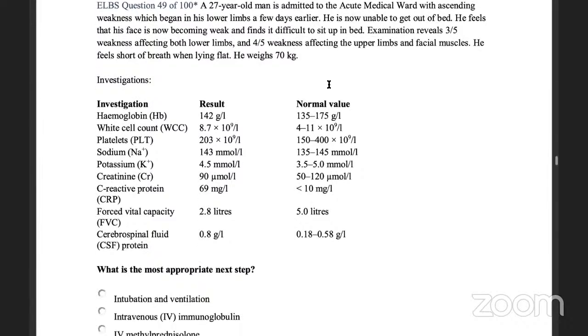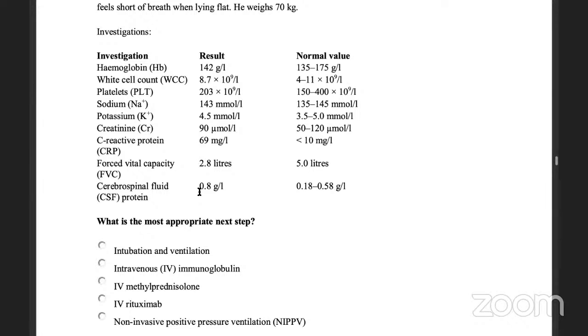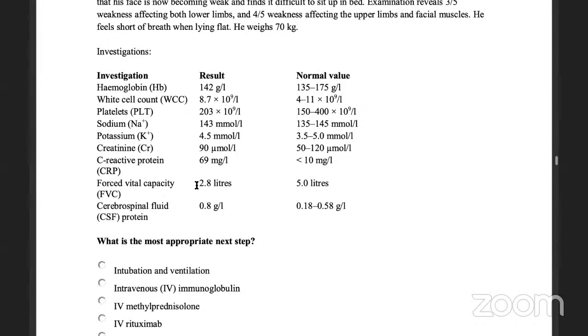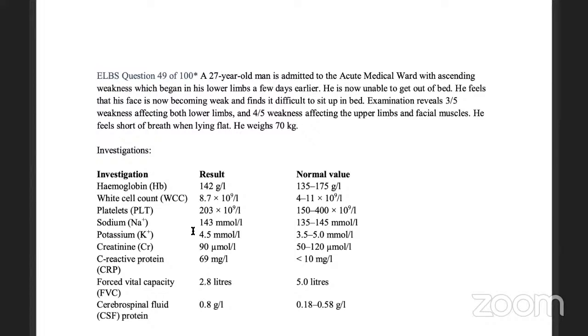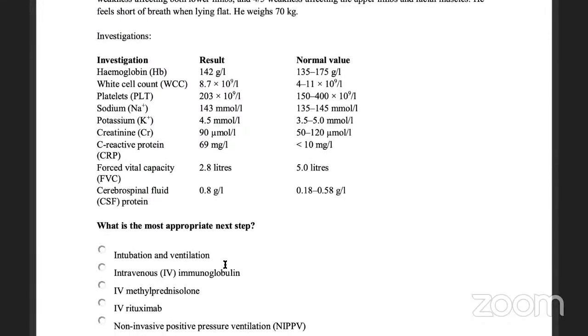What is the most appropriate next step? CSF protein is 0.8, high, and FVC is 2.8 liters. CRP is 69, but there is no cellular component. Okay, a 27-year-old man is admitted to the acute medical ward with ascending weakness, ascending GBS, which began in the lower limbs a few days earlier. He is now unable to get out of bed, and he feels that his face is becoming weaker and finds it difficult to sit up in bed. There is 3 out of 5 weakness in both lower limbs, and 4 out of 5 weakness in the upper limbs and facial muscles. He feels short of breath lying flat and weighs 70 kg. So, what is the most appropriate next step?